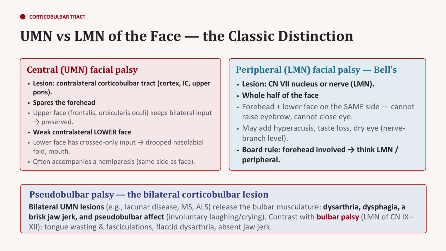ALS can produce both because it attacks upper and lower motor neurons simultaneously, which is exactly why it makes such a good teaching case. Pearl: volitional emotional dissociation. In a central UMN facial palsy, the lower face is weak to command, yet the patient may still smile symmetrically with genuine emotion because mimetic emotional facial movement travels a separate extrapyramidal pathway.